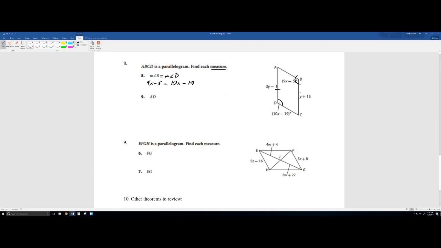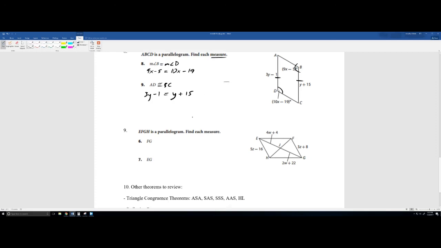AD. Well, we know AD has to be congruent to the opposite side, which is BC. So we just set it up as thus. AD is congruent to BC, and the setup should look like this. You have AD, which is 3y minus 1, equal to the expression for BC, which is y plus 15. So be aware of how to use your subtraction properties, addition properties, division properties, and just your properties of equality. Solve for y, plug it back in, and get the measure for side AD.